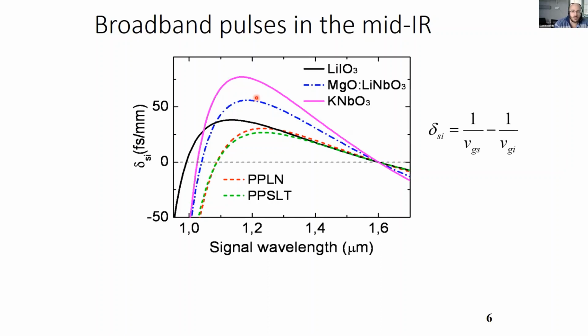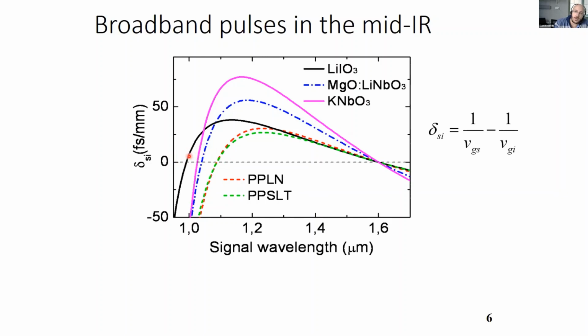So if we want to build an OPA pumped at 800 nanometer based on this material and seeding at 1.2 micron, it will not be broadband because the signal moves faster than the idler. So the trick here in this frequency range is to build a non-collinear optical parametric amplifier, as already explained. Now, what we care for in the mid-infrared is instead this other point.